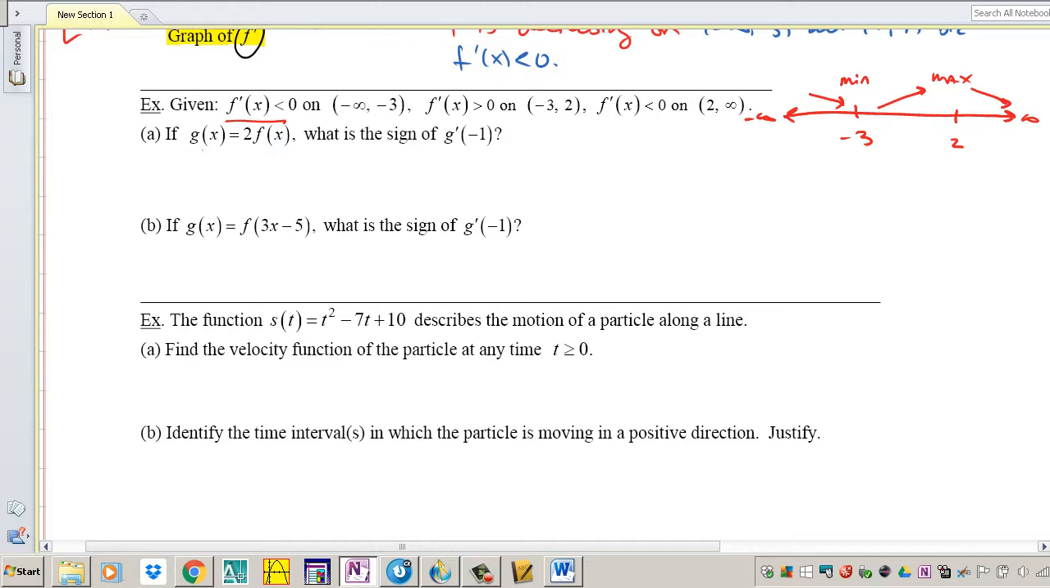Letter A, if g of x is equal to 2f of x, what is the sign of g prime of negative 1? Okay, well, first of all, g prime. How do we get g prime if I'm given g? Take the derivative of g. The derivative of g is g prime. But what is the derivative of 2f of x? Well, 2 is just a constant. What's the derivative of f of x? The derivative of f of x is just f prime of x.